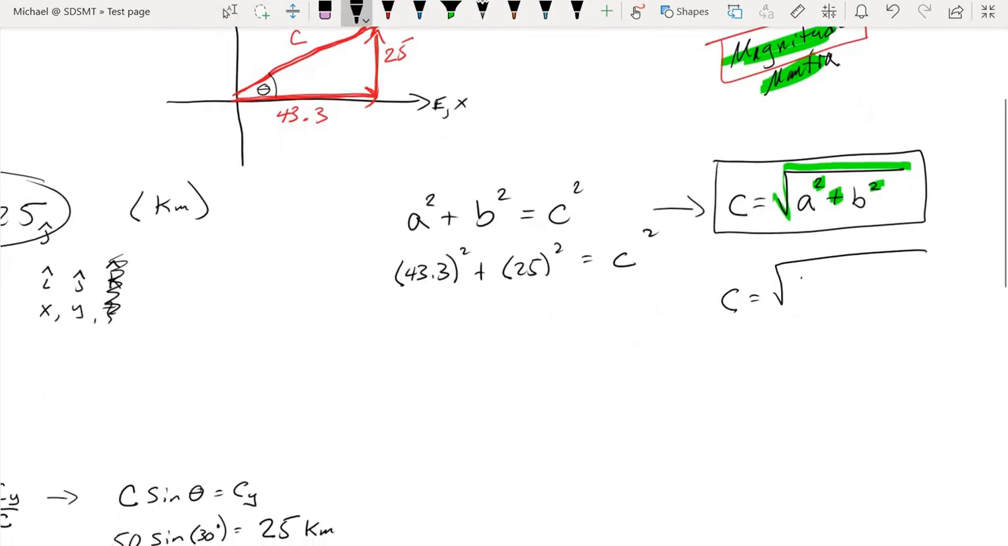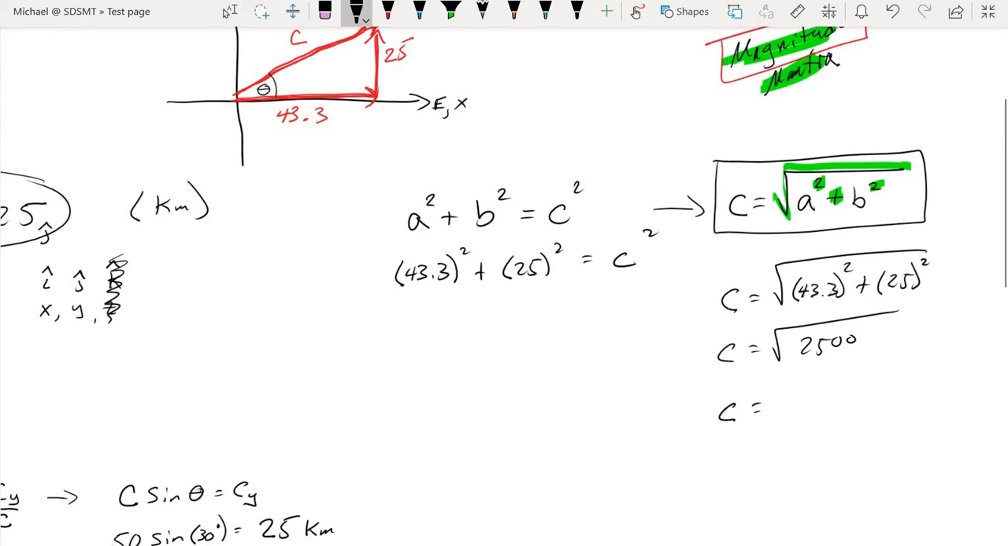So we have the square root of the sum of the squares of our components. So I will go ahead and square each of my components. 25 squared plus 43.3 squared, which gives me just about 2,500, but I need to square root that.